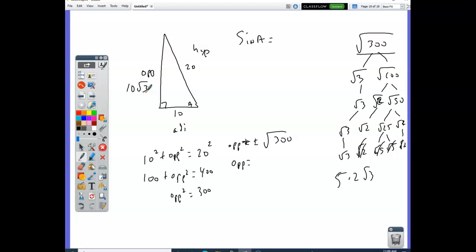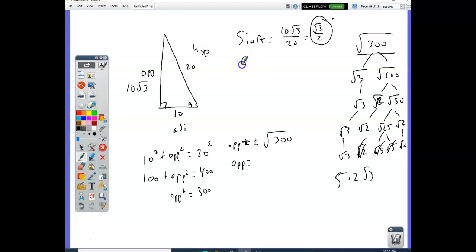Agreed? Okay. Now we're back to where we started. What's sine going to be? 10 root 3 over 20. I can simplify this because I can take a 10 out of top and bottom. So this is root 3 over 2. So that's how you find sine.